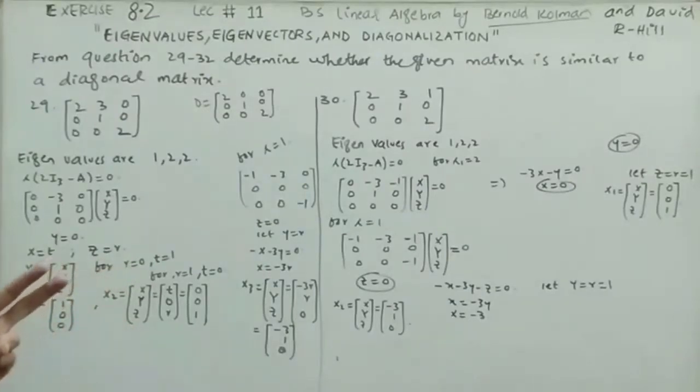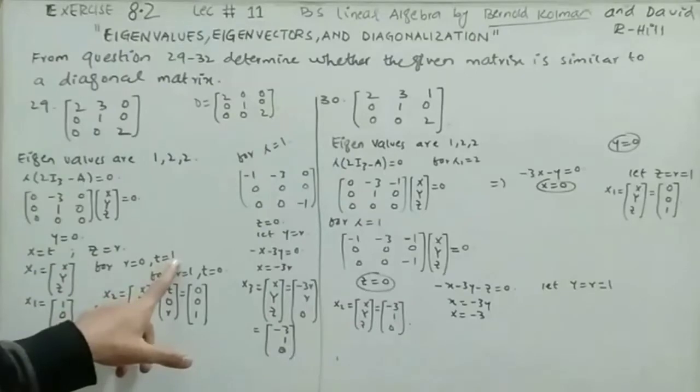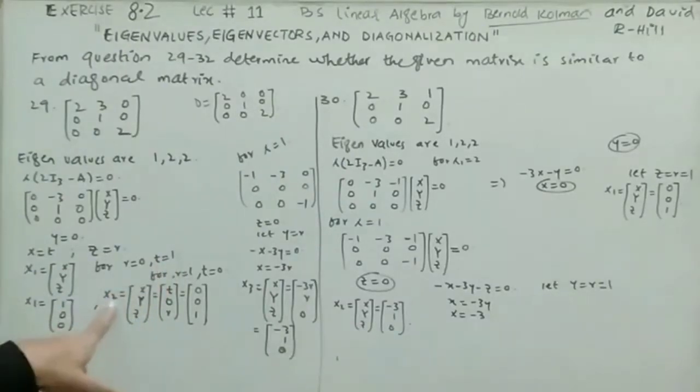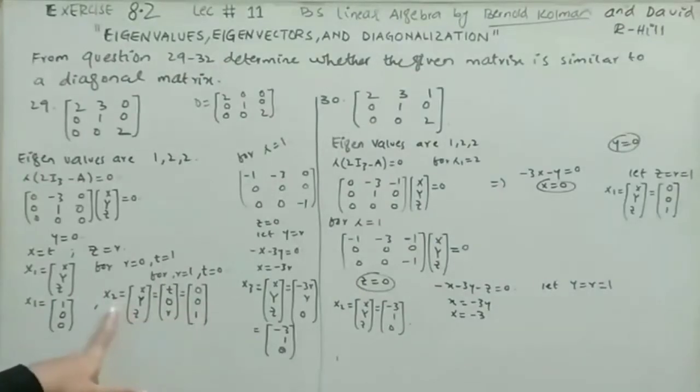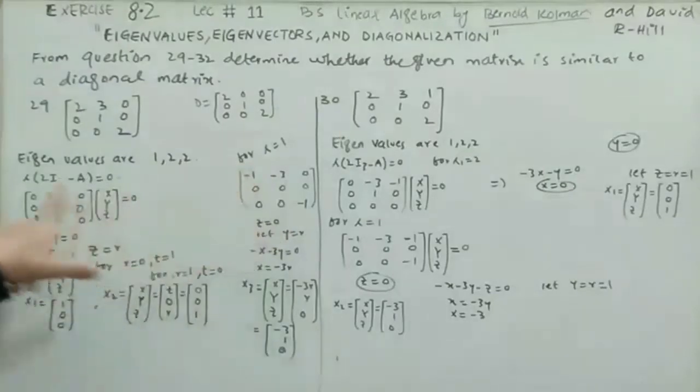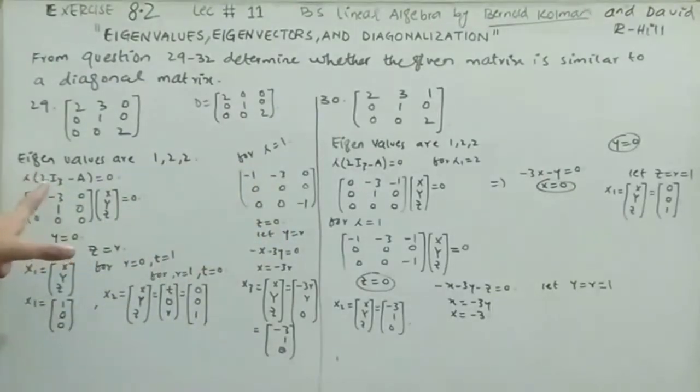So two conditions are given over here. X1 is equal to xyz. So first put r is equal to 0, t is equal to 1. It will give us 1, 0, 0. x2 is equal to xyz. Put r is equal to 1, t is equal to 0. It gives us another eigenvector x2. So two eigenvectors are generated by putting lambda 2 in the same equation.